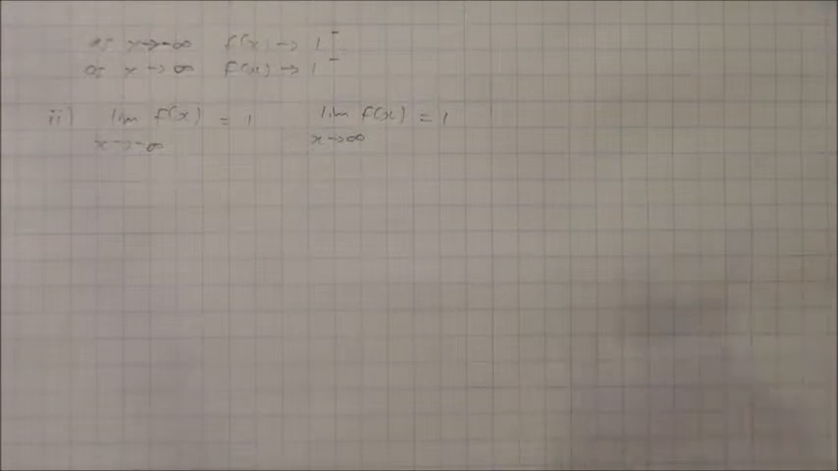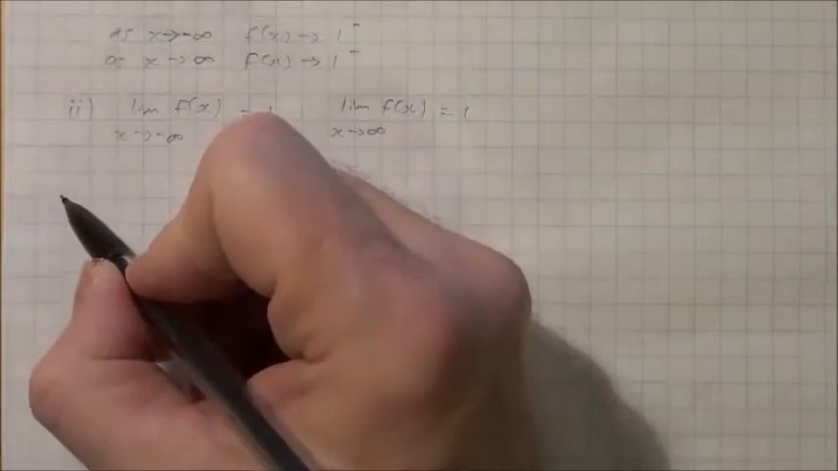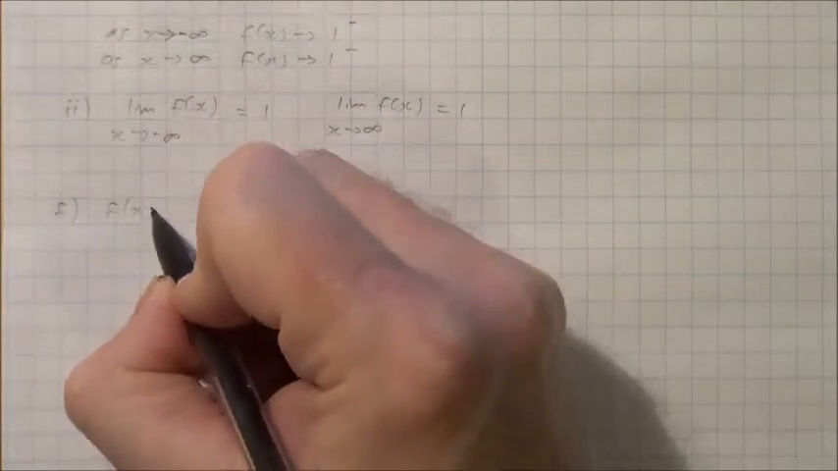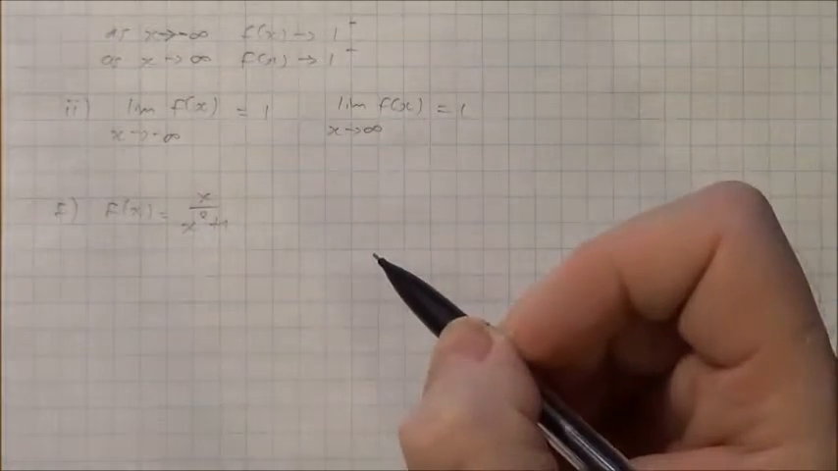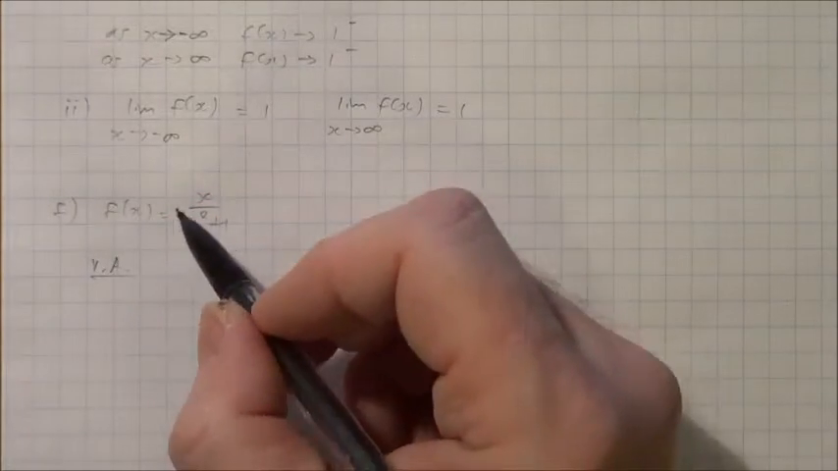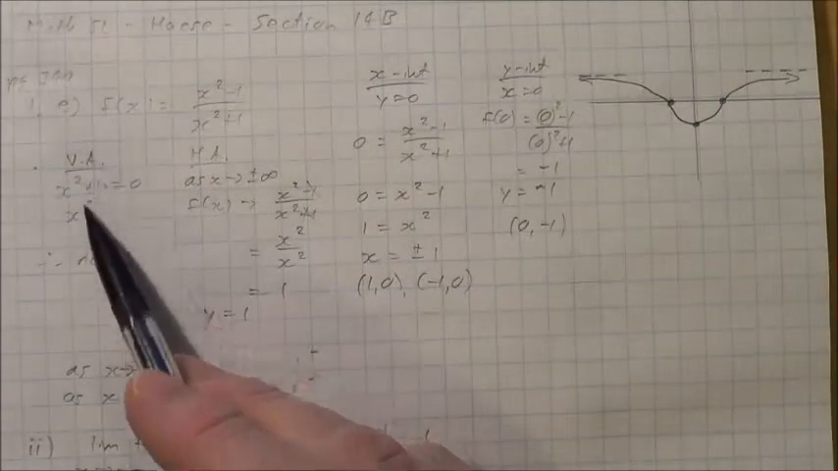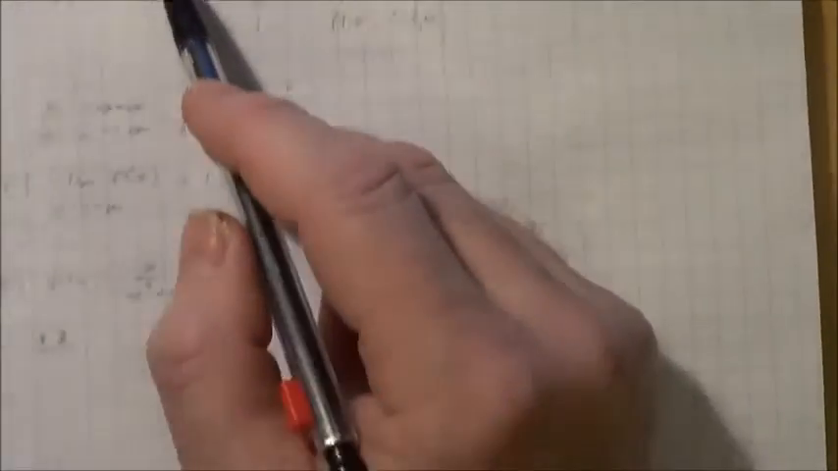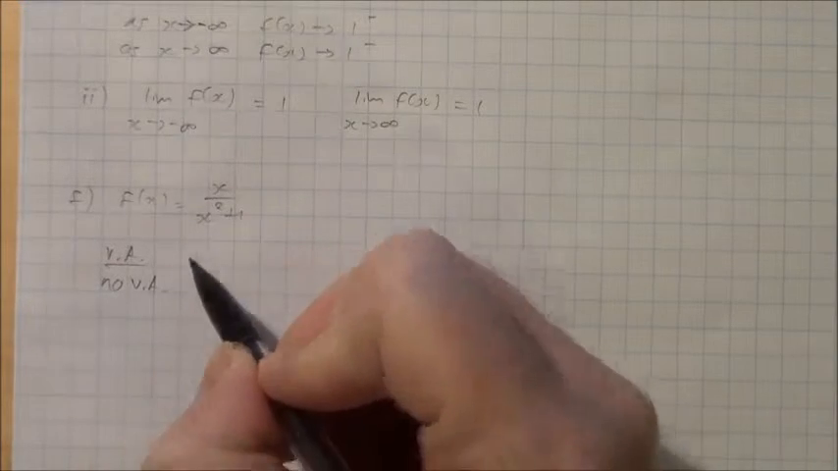And now let's move on to the last section of this question, question F, and the function is x over x squared plus 1. Again, vertical asymptotes. The denominator is the same as in the previous example, and we saw that there was no vertical asymptote in that case because we can't take the square root of a negative number. So there are no vertical asymptotes in this case.